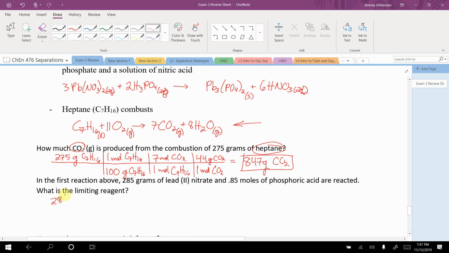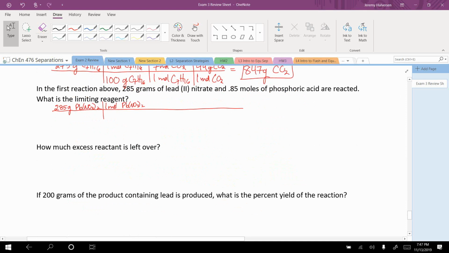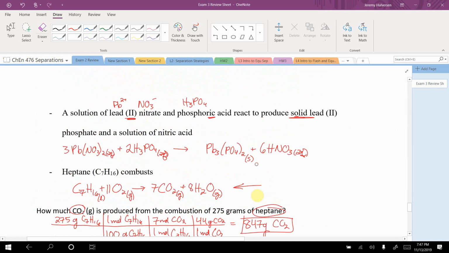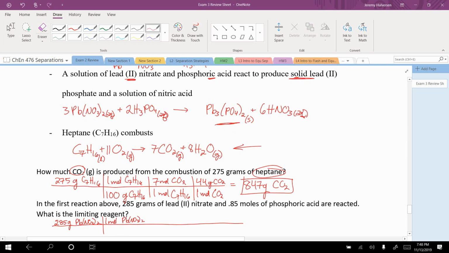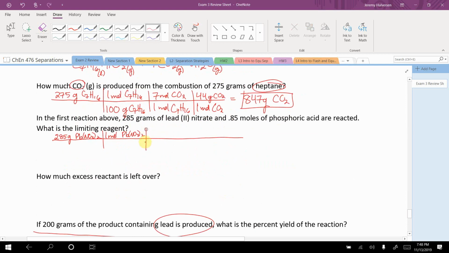Okay, so I've got 285 grams of Pb(NO3)2. Which product do you want to use? If I'm trying to figure out which product to use, I'm going to look down in the problem and see if they ask about one of the products later on. Here it says, if 200 grams of the product containing lead. So I'm going to use that one. I'm going to convert to that. Does that make sense? Okay, so somebody figure out the molar mass of that thing.